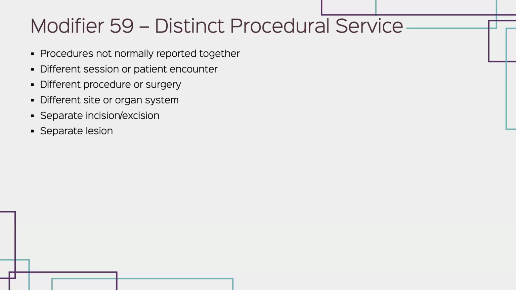59 is going to indicate a distinct procedural service. So you might use it for services that are not normally reported together. If there are services that are done on a different site or organ system within the same operative session, if there's a separate incision, excision, a separate injury, things along those lines.